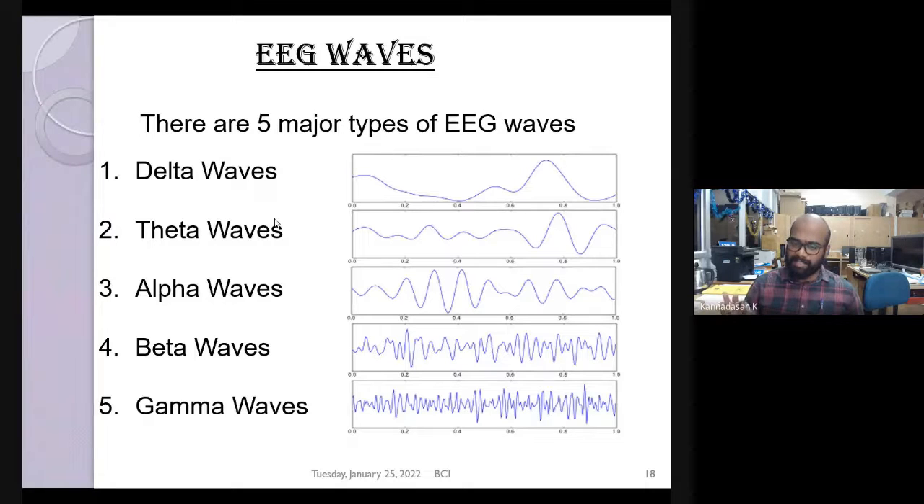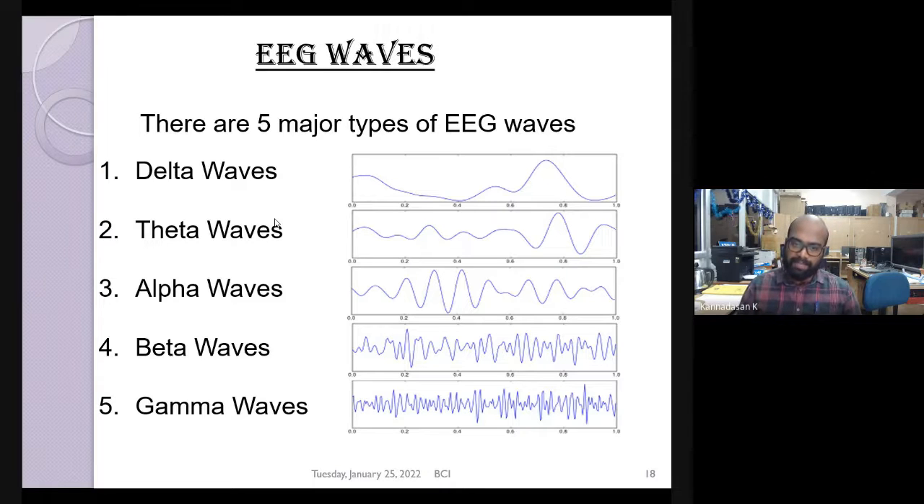Okay, I've placed the signal sensors on my scalp. So what sort of signals will I be getting? EEG signals. After getting the EEG signal, I have to make some sense out of it, right? So here there are majorly five types of EEG waves.